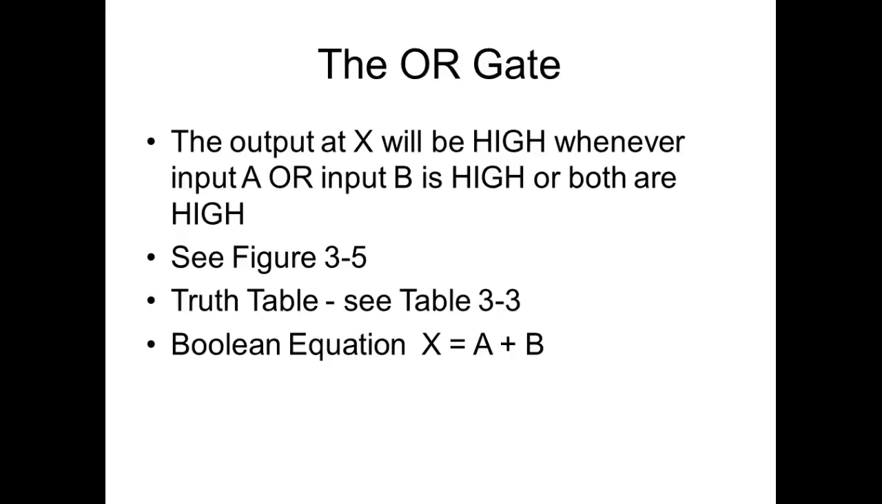The output at X will be high whenever input A or input B is high. Or we use the term "any," right? And what do we say? Any high equals a high. Okay, you understand that? And then we use this sign in math, this symbol. Now you understand it's a symbol, and a symbol is used to represent something. So in math, we use that symbol to indicate addition. In logic, we use that symbol to represent a what? An OR.